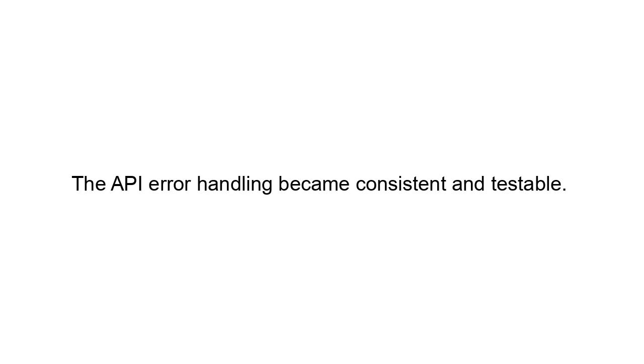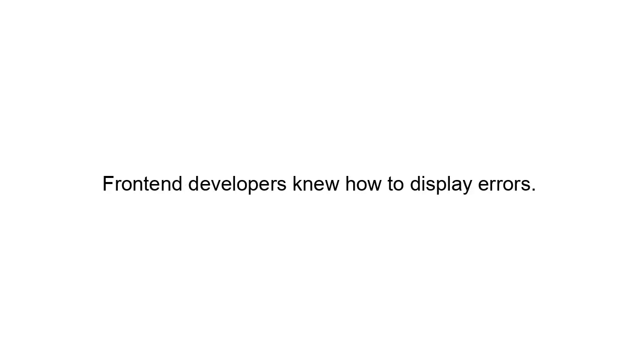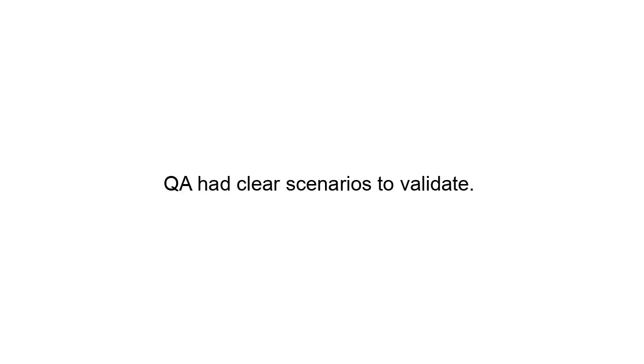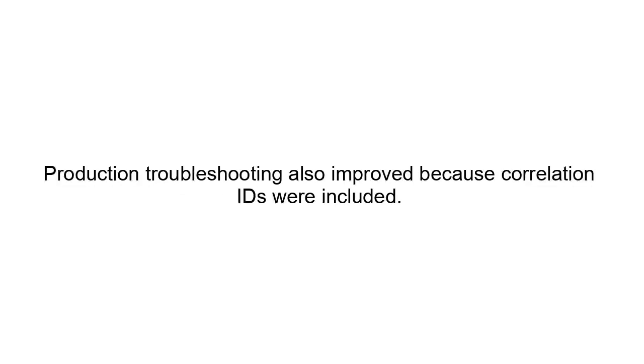Result: the API error handling became consistent and testable. Front-end developers knew how to display errors. QA had clear scenarios to validate. Production troubleshooting also improved because correlation IDs were included.